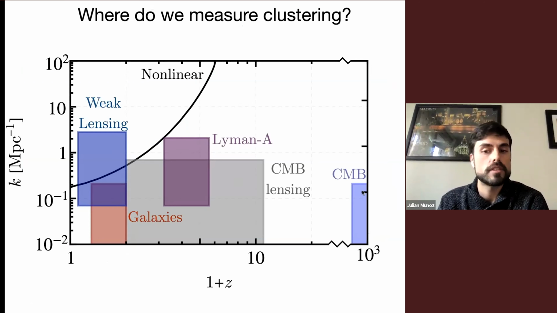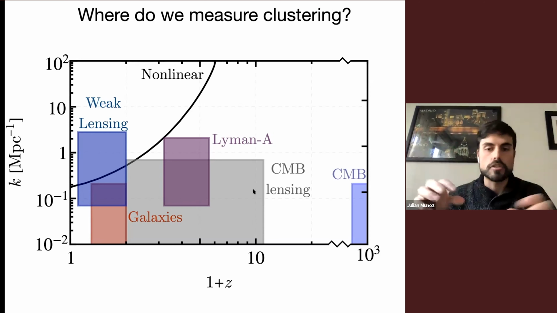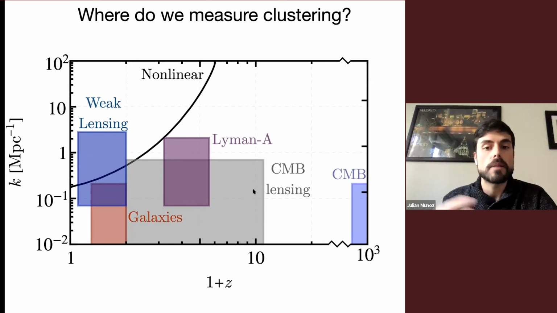So at redshift 1000, you have the CMB. Importantly, the CMB is lensed on its way to Earth. So this gray square over here is CMB lensing. The CMB is weakly lensed by inhomogeneities on the way. And these measure the matter power spectrum at much lower redshifts and relatively high k. So these are very important to measure neutrino masses.